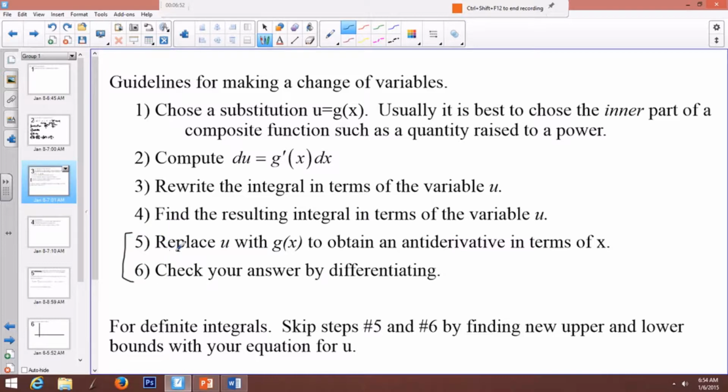Now, if you're doing indefinite integrals, we'll do 5 and 6. These are for indefinite integrals. When you get done doing that integration, replace u with g of x to obtain the antiderivative in terms of x, and then check your answer by differentiating. This is always an optional step. If you're unsure about your integral, just take the derivative, and if you get your original function, then you should be okay. All right, that's enough of that.